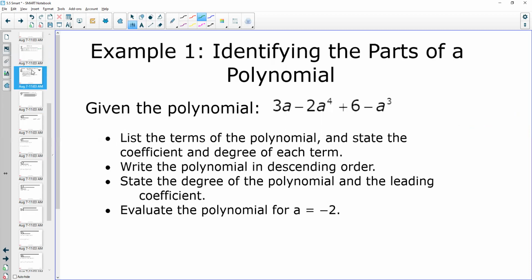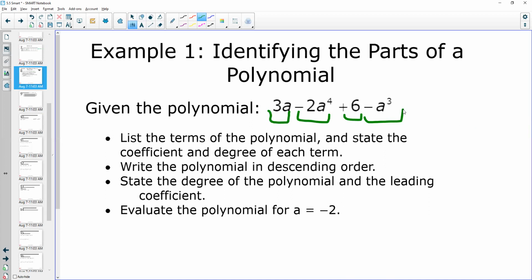So given a polynomial, the one here, list the terms, state the coefficient and the degree of each term, write it in descending order, state the degree, and evaluate it for a equals negative 2. So there's a bunch of things to do here. The first is list the terms. So 3a is a term, negative 2a to the fourth is a term, 6 is a term, and negative a cubed is a term.